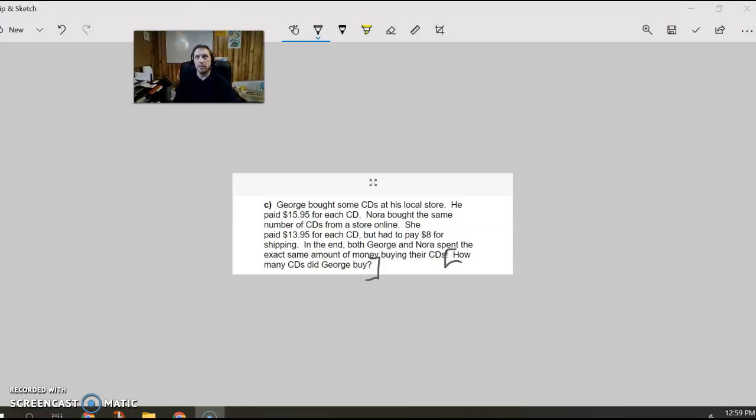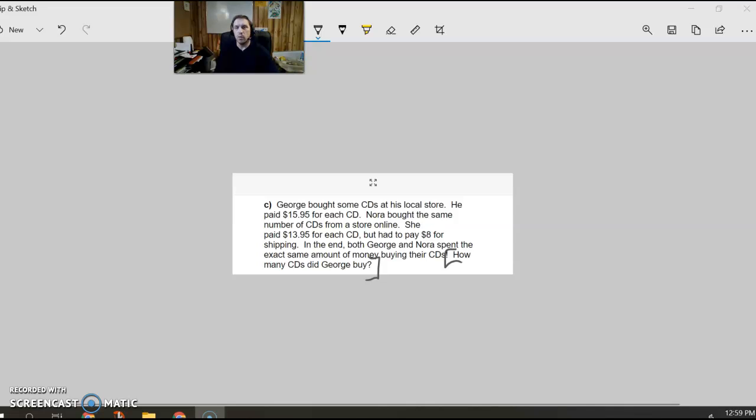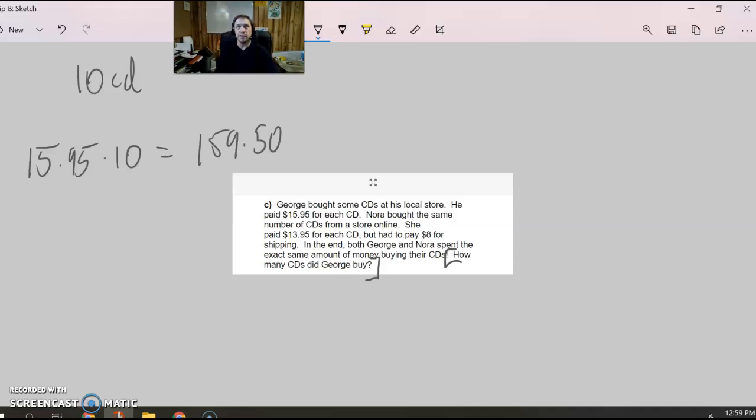Well, how many CDs did George buy? Well, let's just take some guesses here. If George bought CDs, okay, let's say he bought 10 CDs, how would we find out how much he spent? We would say he paid $15.95 per CD. So $15.95 times 10 would give us $159.50. If he bought 12 CDs, that'd be $15.95 times 12.